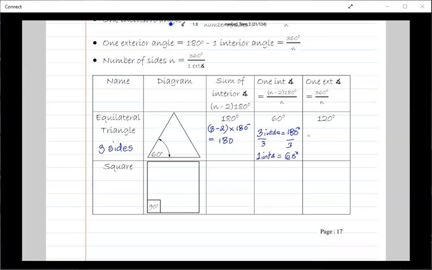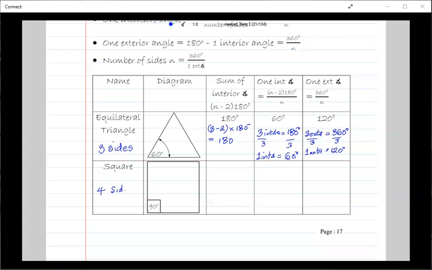You can look at it this way. The three exterior angles of a regular triangle must add up to 360 degrees, because the sum of the exterior angles of all polygons is 360 degrees. So one exterior angle would be equal to 360 divided by 3. This is 120 degrees. All right, for the square, so this is 4 sides.